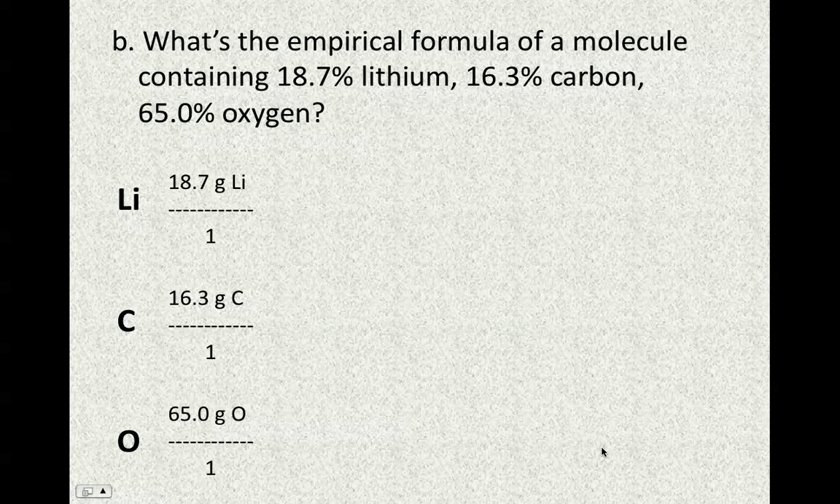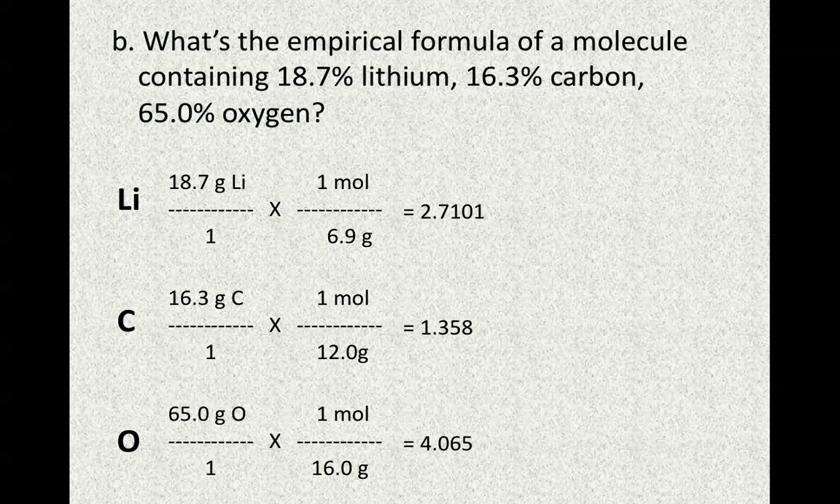So here's another example. In this one, we're working with an ionic compound. It says, what's the empirical formula of a compound that is 18.7% lithium, 16.3% carbon, and 65.0% oxygen? So again, we're going to assume out of 100 grams. So we take all their percents, put them in grams. We're going to convert them each to moles. So lithium, using carbon's GFM, and using oxygen's GFM.